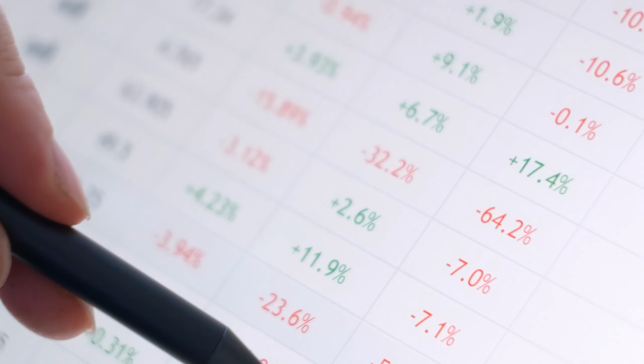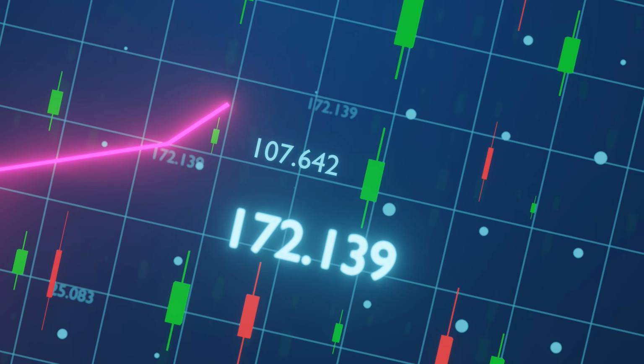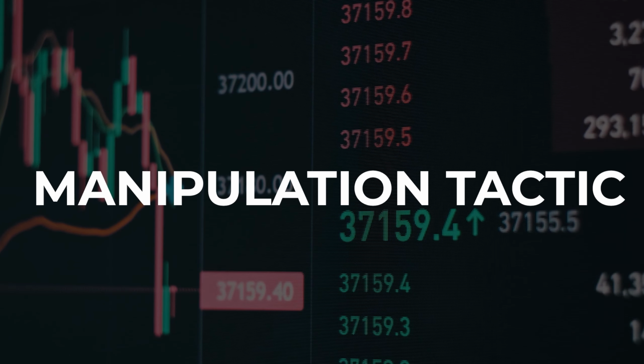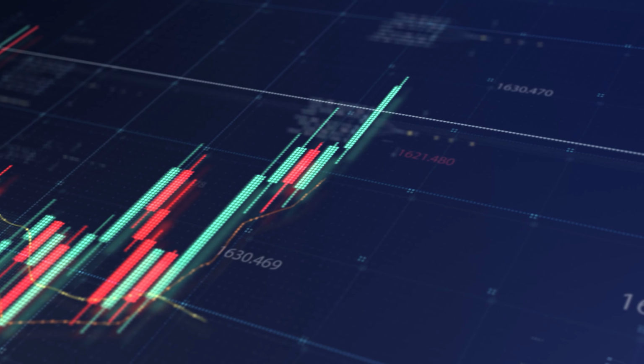But what most traders don't know is that this is actually a common manipulation tactic used to control prices and steal profits from retail traders like you and me.